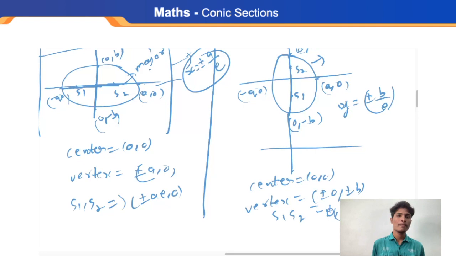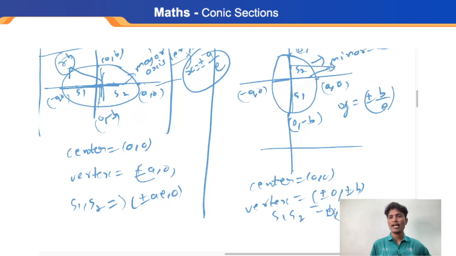Major axis length. So this length is equal to 2a, and this length is the minor axis length, called 2b. Here the major axis now becomes this one. This is the minor axis. The minor axis length is equal to 2a here, but the major axis will be 2b. These things you have to understand.